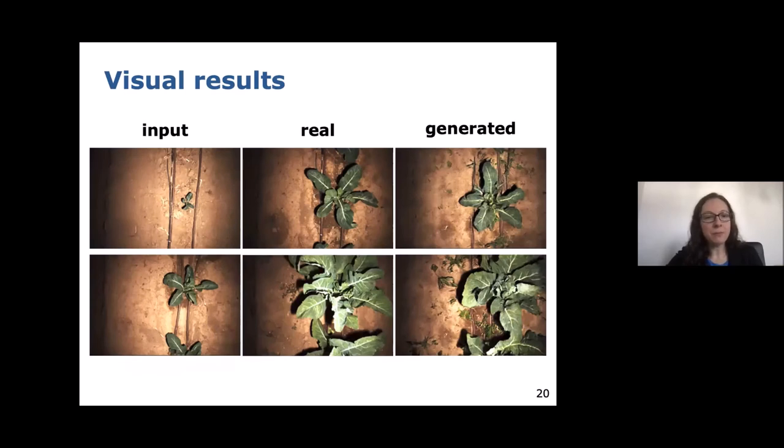And to show you some visual results, this is the input. In the middle, you see the real image. So this is actually how the plant looks 3 weeks later. And this is what we could generate. When you have a look at it, it looks quite good. Also the size is okay, but if you have a closer look, for example, at the watering pipes, you can see that it is a generated image. Sometimes we also have leaf veins which are not that reasonable, but overall it looks quite good and it looks like a real plant.